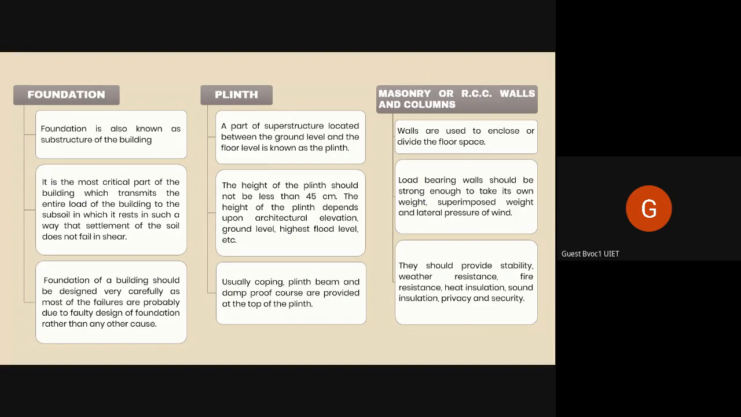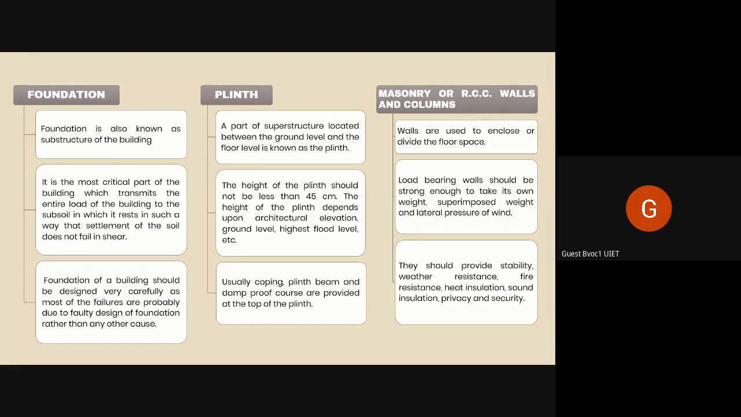So then masonry, load-bearing walls should be strong enough to take its own weight, superimposed weight, and lateral pressure of the wind. Meaning load bearing walls. पहले तो building में, in case of load bearing structures you have walls which are very thick and heavy, and then you have the slab, meaning the ceiling, the floor base of the building, and then maybe you have higher floors.